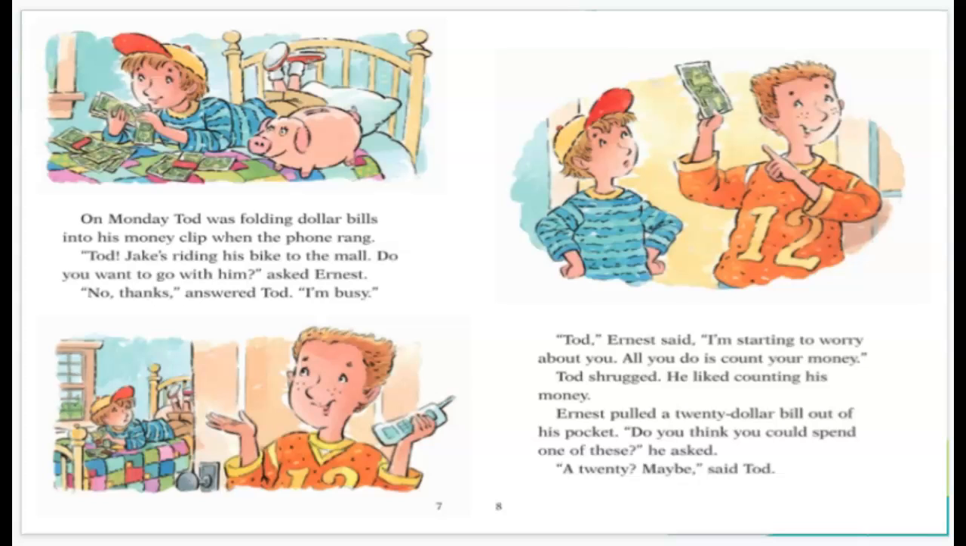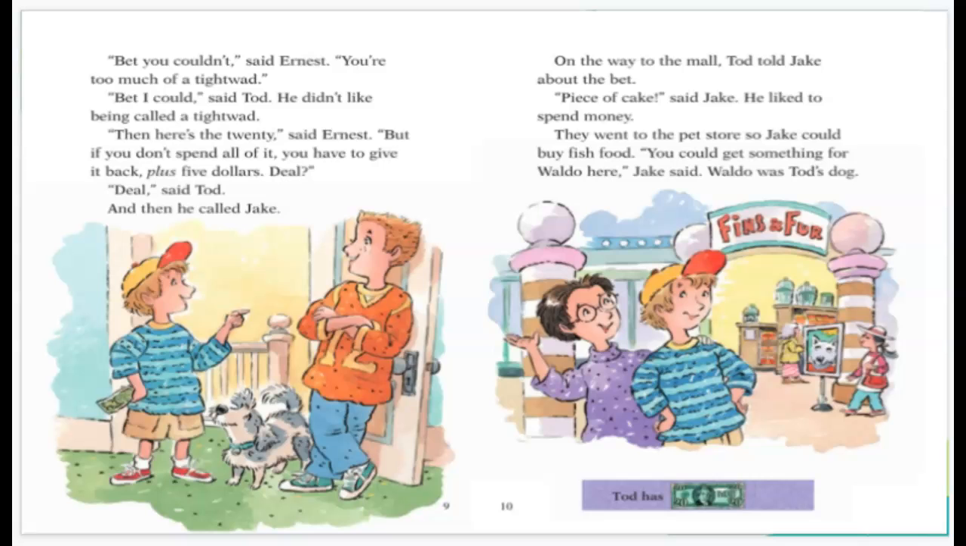Ernest pulled a $20 bill out of his pocket. "Do you think you could spend one of these?" he asked. "A 20? Maybe," said Todd. "Bet you couldn't," said Ernest. "You're too much of a tightwad." "Bet I could," said Todd. He didn't like being called a tightwad.